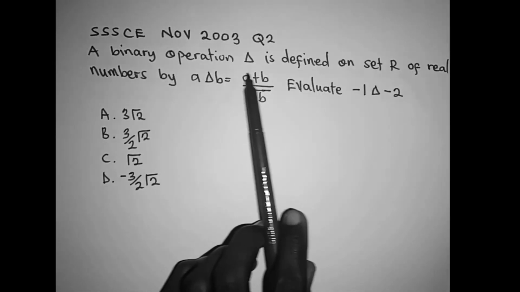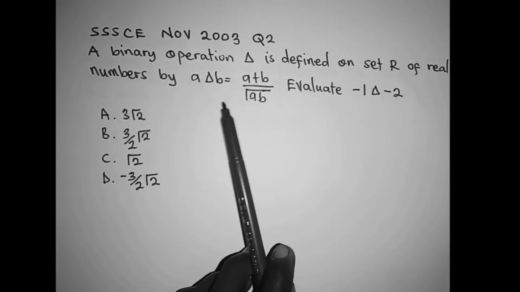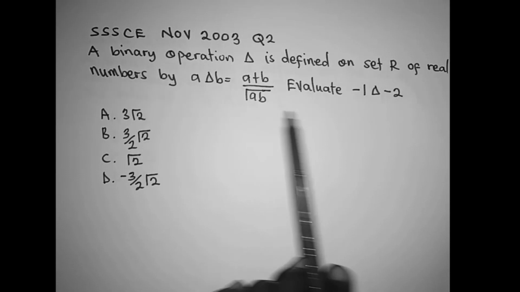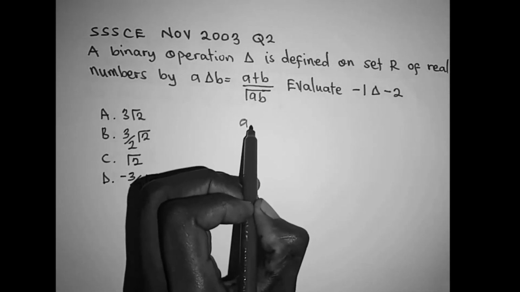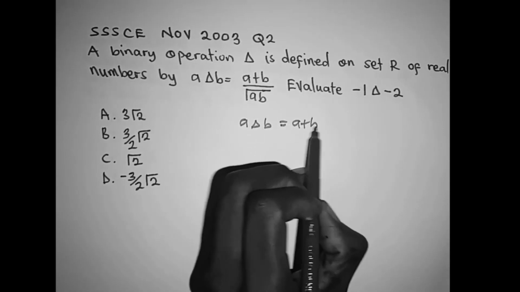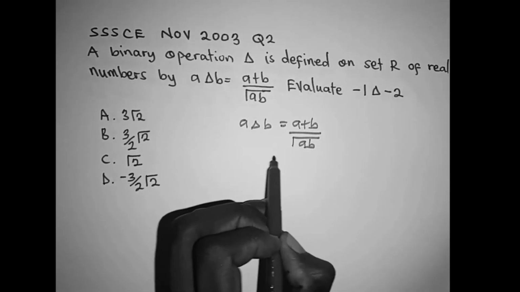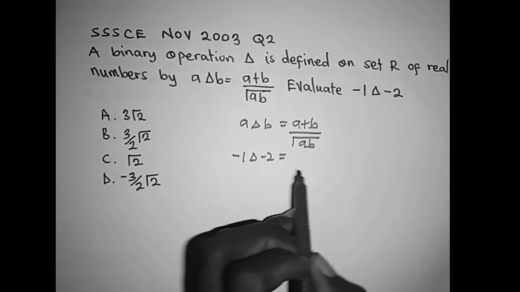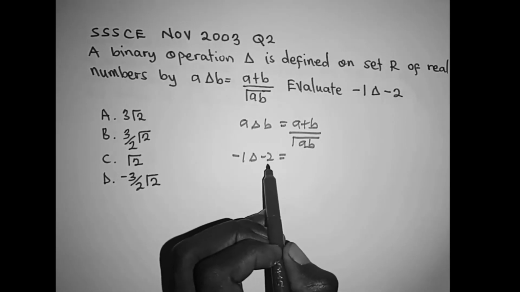A binary operation is defined on the set of real numbers by A operation B equals A plus B over root AB. Evaluate minus 1 operation minus 2. So A operation B equals A plus B over root AB. So what is minus 1 operation minus 2? Wherever we see A, we put minus 1, and wherever we see B, we put minus 2.